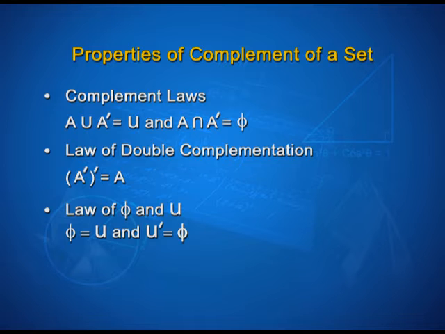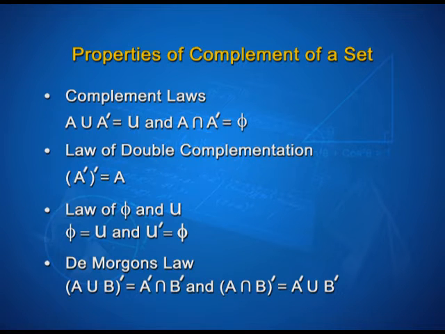Another very important property of complement of sets is De Morgan's law, which states that the complement of union of two sets is the same as the intersection of their complements. That is, (A union B) dash is the same as A dash intersection B dash. Similarly, the complement of intersection of two sets is the same as the union of their complements. That is, (A intersection B) dash is the same as A dash union B dash.